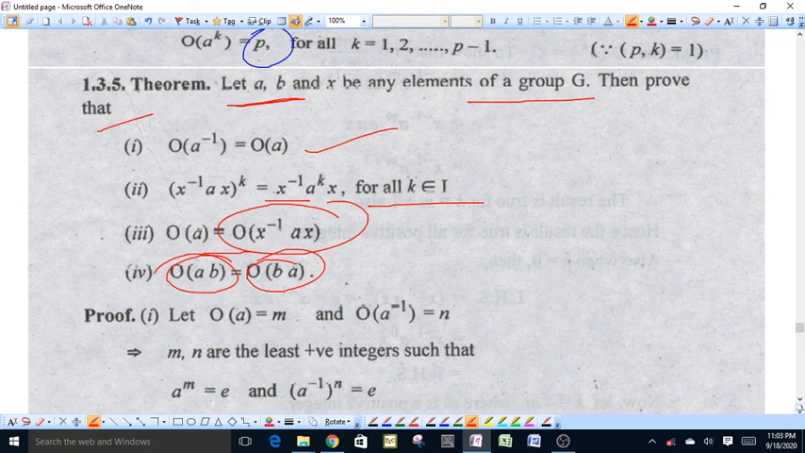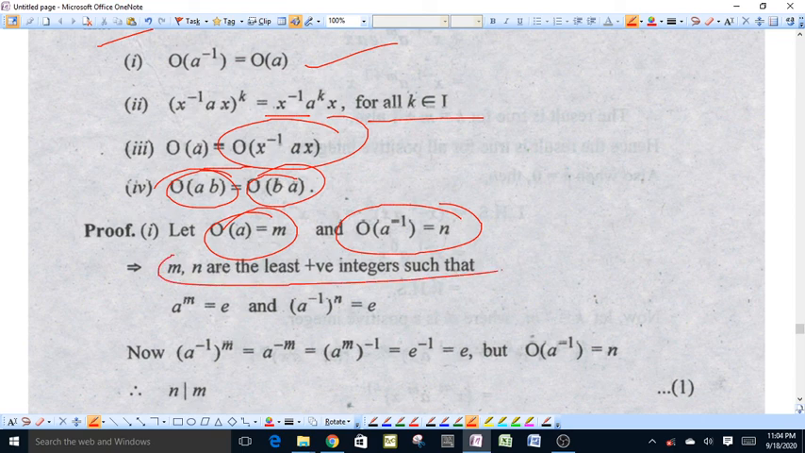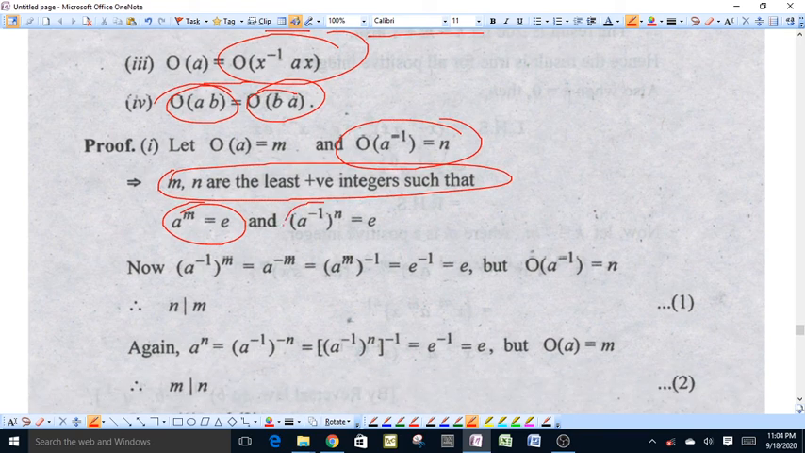Let us suppose that order of a is equal to m and order of a inverse is equal to n. Suppose the order of a and order of a inverse are different. This means m and n are least positive integers such that a raised to power m is equal to e, because order of a is equal to m, and from the definition of order of an element, a raised to power m will be equal to e, and a inverse raised to power n will be equal to e.